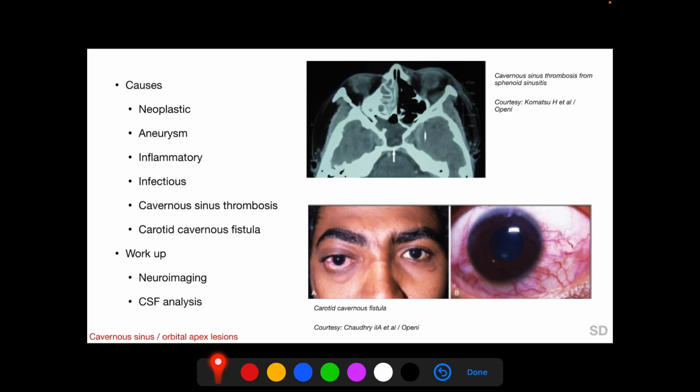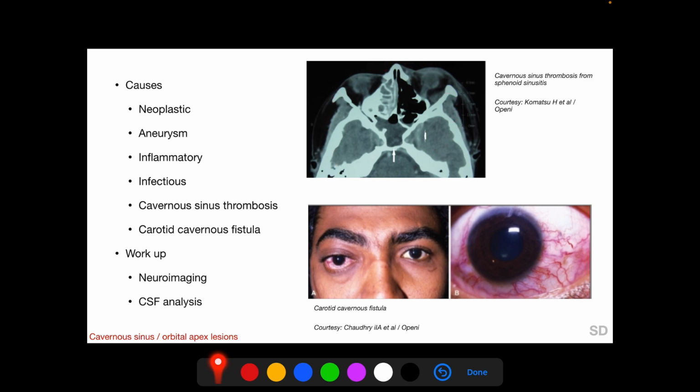Causes of cavernous sinus syndrome and or orbital apex syndrome include neoplastic lesions, aneurysms of the internal carotid artery within the cavernous sinus, inflammatory lesions, infectious lesions, cavernous sinus thrombosis, and carotid cavernous fistula. These two entities we will be discussing as separate topics in later sessions. Workup includes neuroimaging and CSF analysis. A CSF analysis may help us by revealing a neoplastic process, an infectious process, or an inflammation.